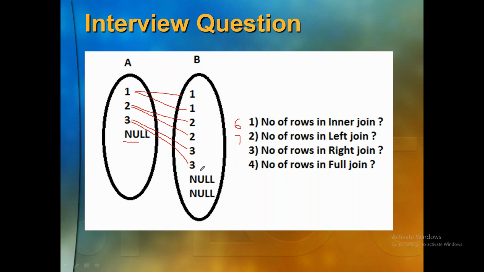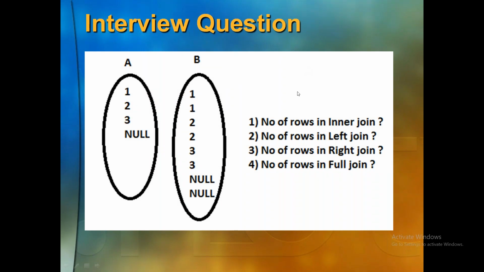Number of rows in left join: here this side we have two unmatched data, so 6 is the matched plus 2, it is 8 rows for the right join. And full join is 6 matched data, plus 1 unmatched data on this side and plus 2 unmatched data on this side. 6 plus 1 is 7, and 2, total is 9. Number of rows in full join is 9 rows. Clear? So this is the answer that you must have with you.